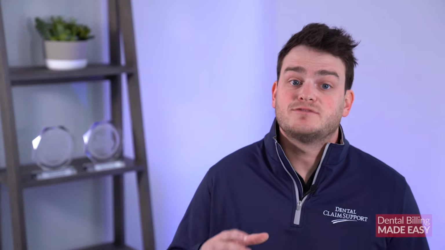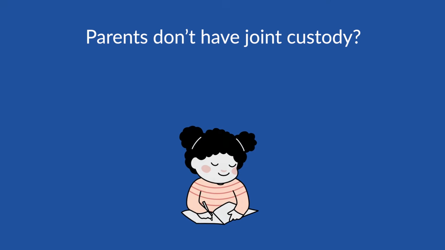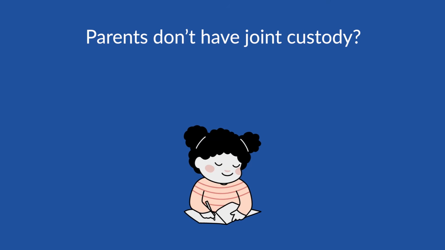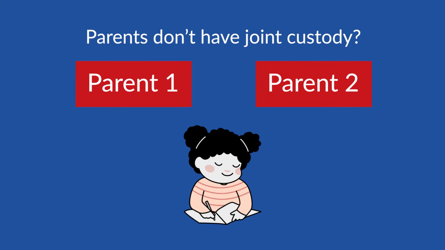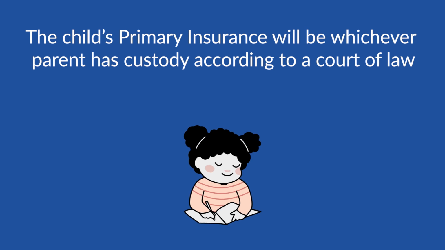Number 6, dependent children of parents who are separated or divorced. If the parents of the child are divorced or separated and the child is a dependent on both parents' respective insurance plans, the birthday rule, as I mentioned, applies. Whichever parent was born earliest in the year will have the primary insurance for the child. This, of course, applies if the parents have joint custody. If the parents do not have joint custody, but the child is still covered by both parents' insurance plans, their primary insurance will be whichever parent has custody according to a court of law.